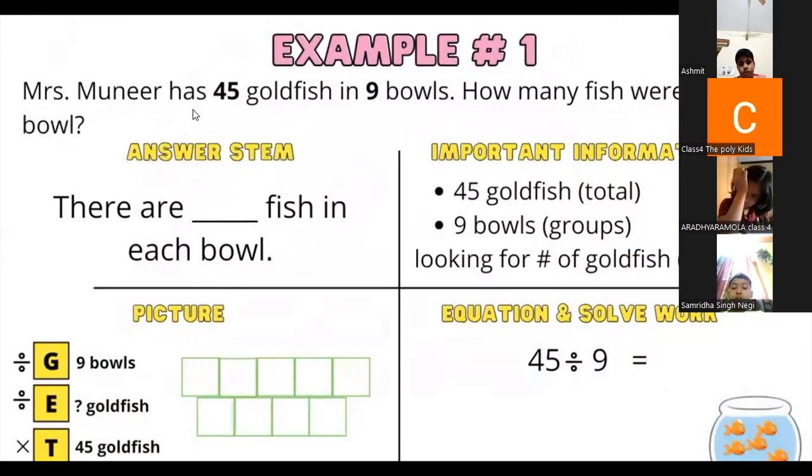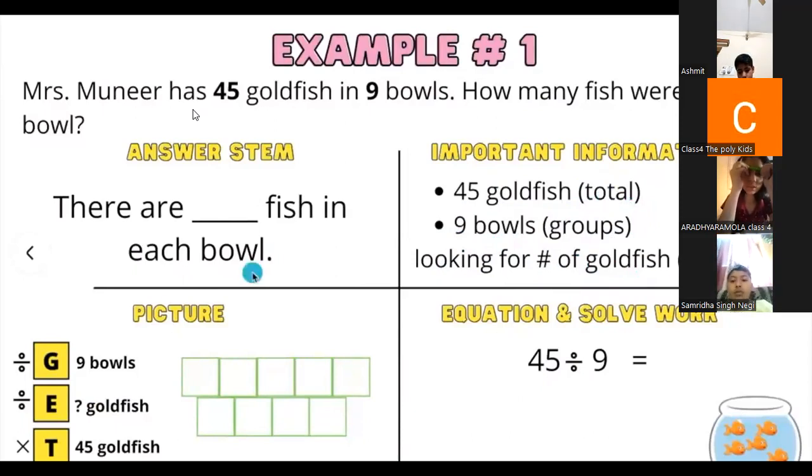Let's go ahead and look at our important information. So we have the 45 goldfish. That's the total. We have the 9 bowls. The bowls in this case is our groups. We are looking for the number of goldfish. So we are going to divide.